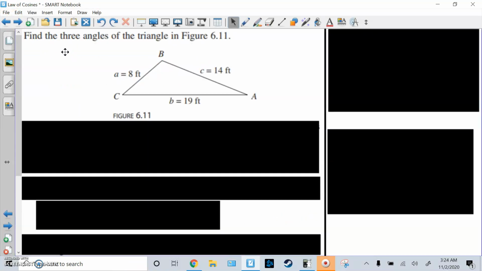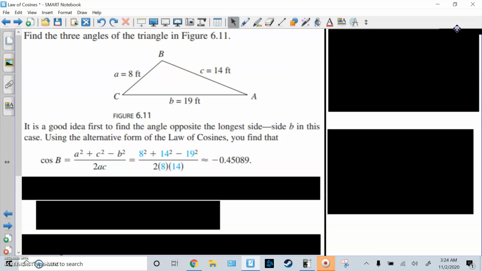Find the three angles. Here we try to do sine of A over 8 equals sine of B over 19 equals sine of C over 14. None of the fractions are complete, so we cannot do law of sines here. So we're going to do the law of cosines.